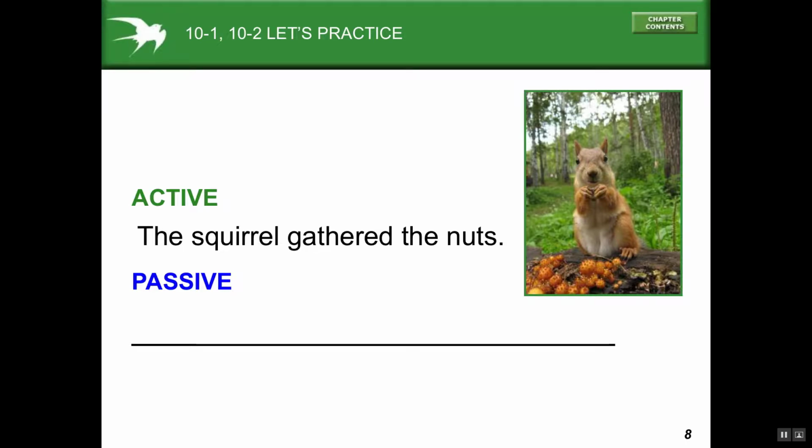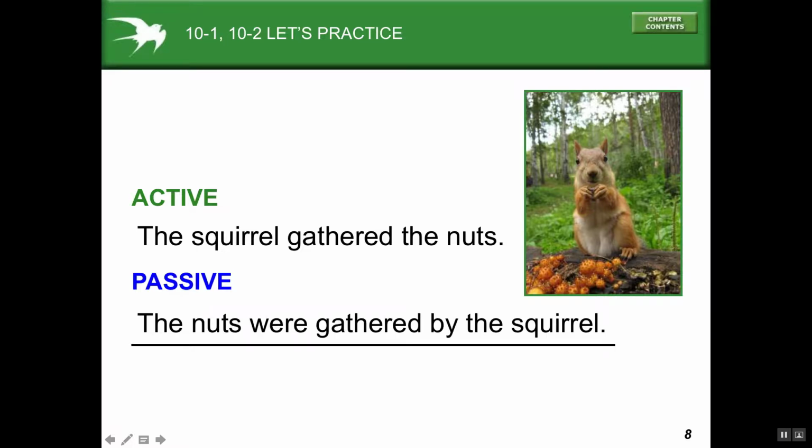So all we have to do to change this to passive is take the object and put it in the front, and then take the subject and put it at the end after "by," and we get "The nuts were gathered by the squirrel." Notice that since this is in the past, we used a past version of the verb be, which is "were."